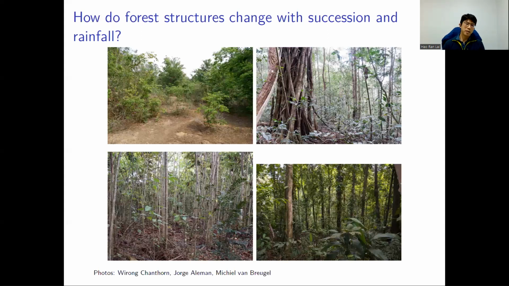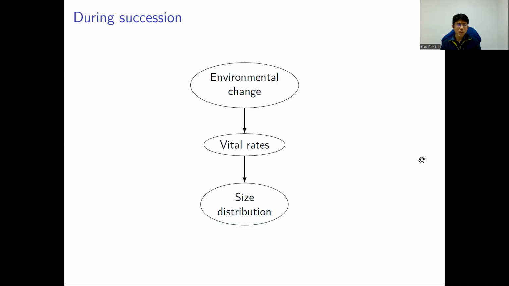The motivation behind the project is the question: how does forest structure change with succession and rainfall? We want to be able to predict how size distribution changes during succession under different rainfall regimes. And the second forward data really allows this to happen.